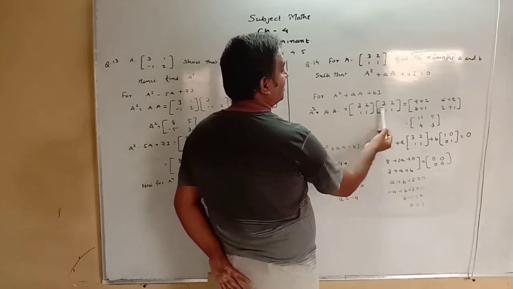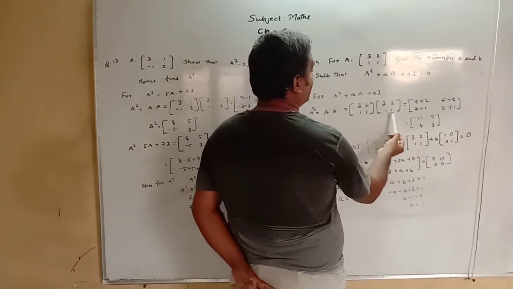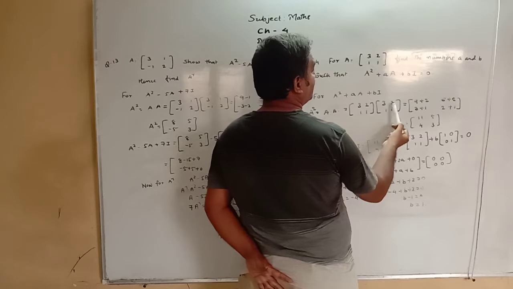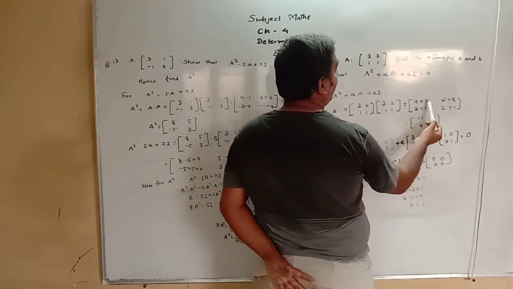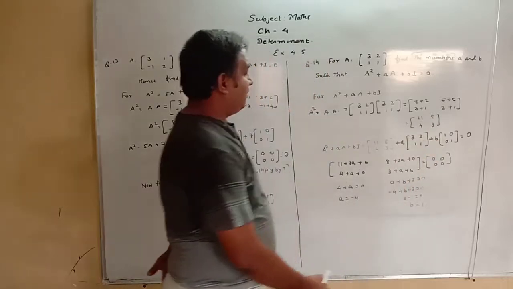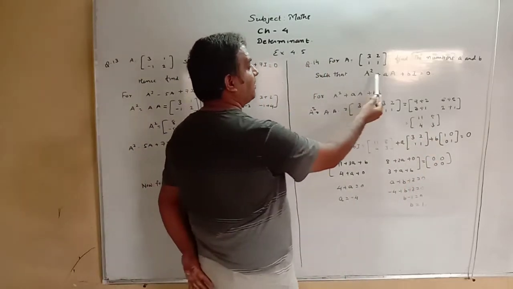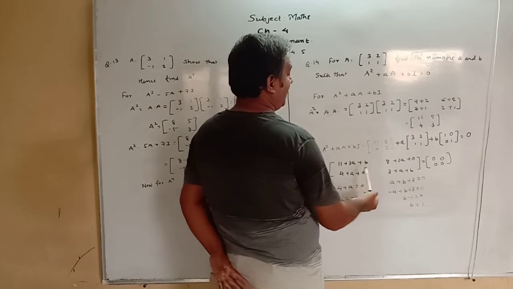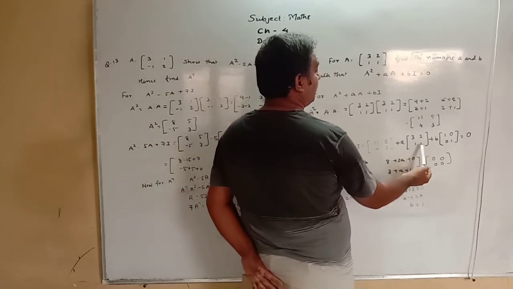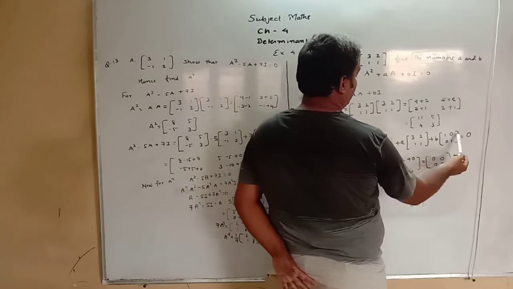3 times 3 is 9 plus 1 times 2 is 2; 3 times 1 is 3 plus 1 times 1 is 1; 2 times 3 is 6 plus 1 times 2 is 2; 2 times 1 is 2 plus 1. So it is 9 plus 2 is 11, 4, 8 and 3. Now we substitute the values in A square plus aA plus bI. Then [11 4; 8 3] plus a into [3 1; 2 1] plus b into [1 0; 0 1].